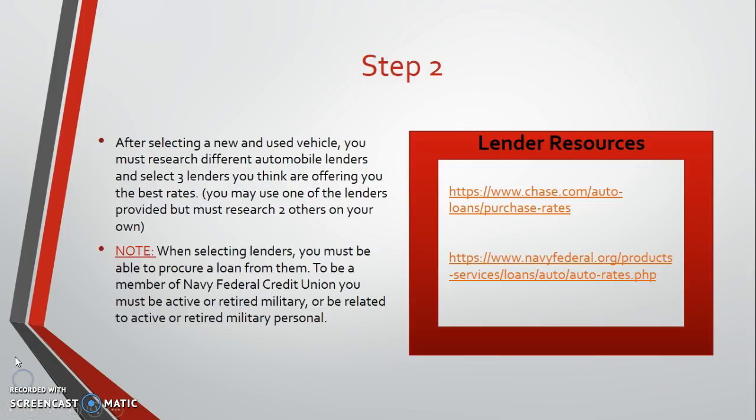Step 2. After selecting a new and used vehicle, you must research different automobile lenders and select 3 lenders you think are offering you the best rates. I have provided you with 2 links to different lenders, and you may use one of the lenders provided, but you must research 2 others on your own. The second one I provided for you is to Navy Federal Credit Union.